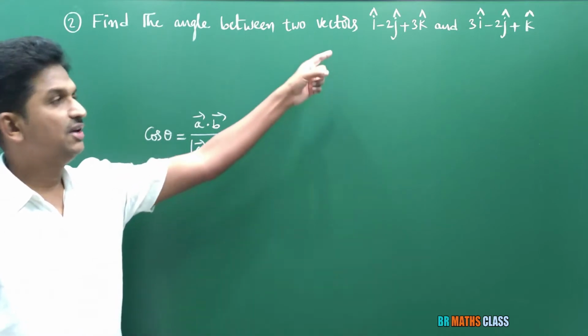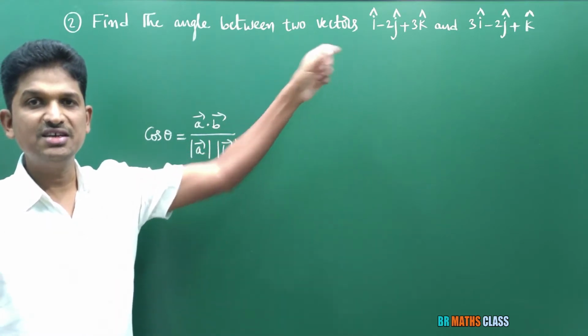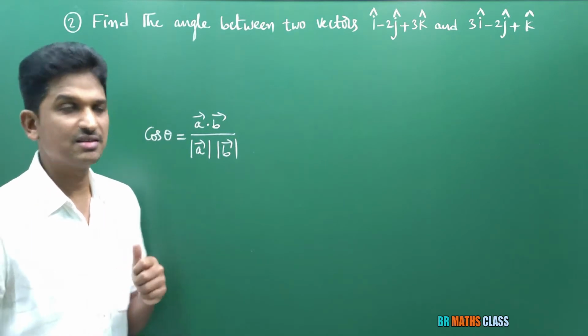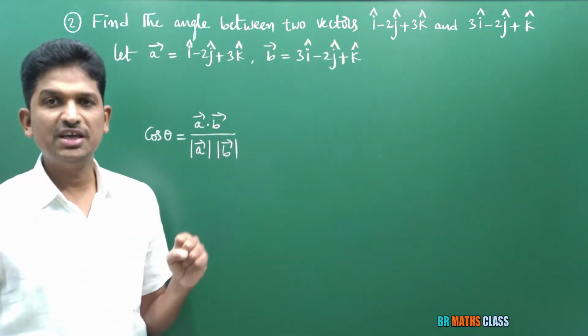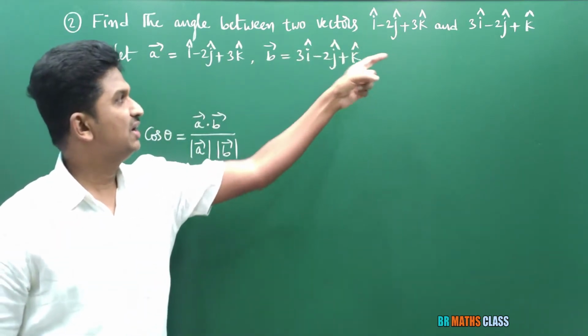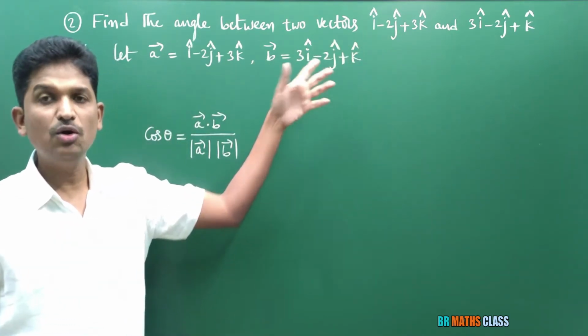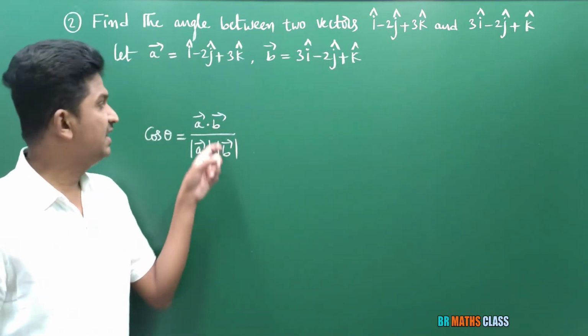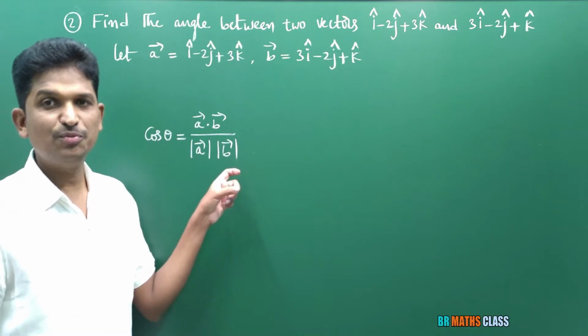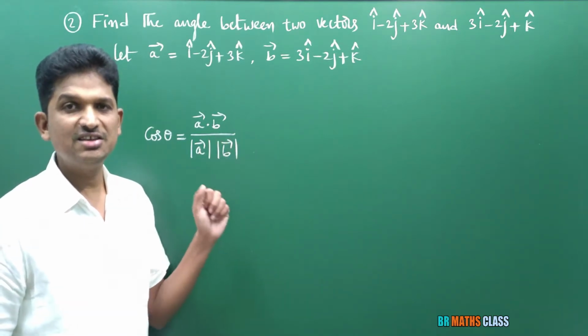So here, they gave two vectors. First, I'll consider those vectors as A bar, B bar respectively like this. To calculate angle between the given vectors, I take the first vector as A bar, second vector as B bar. Now, to use this formula, I need A bar dot B bar, I need magnitude of A bar, magnitude of B bar. So first I'll calculate these values.